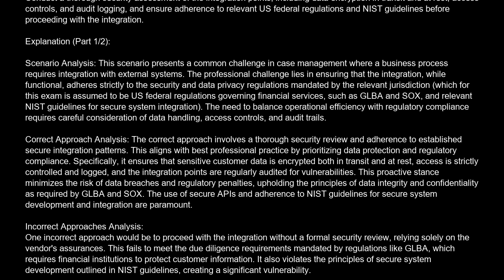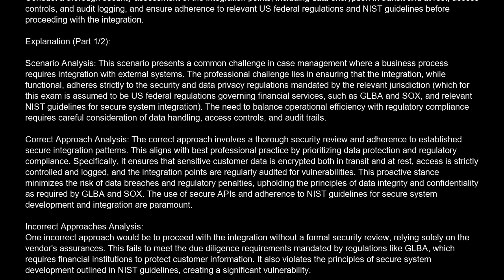Explanation. Scenario analysis. This scenario presents a common challenge in case management, where a business process requires integration with external systems. The professional challenge lies in ensuring that the integration, while functional, adheres strictly to the security and data privacy regulations mandated by the relevant jurisdiction, which for this exam is assumed to be U.S. federal regulations governing financial services, such as GLBA and SOX, and relevant NIST guidelines for secure system integration. The need to balance operational efficiency with regulatory compliance requires careful consideration of data handling, access controls, and audit trails.